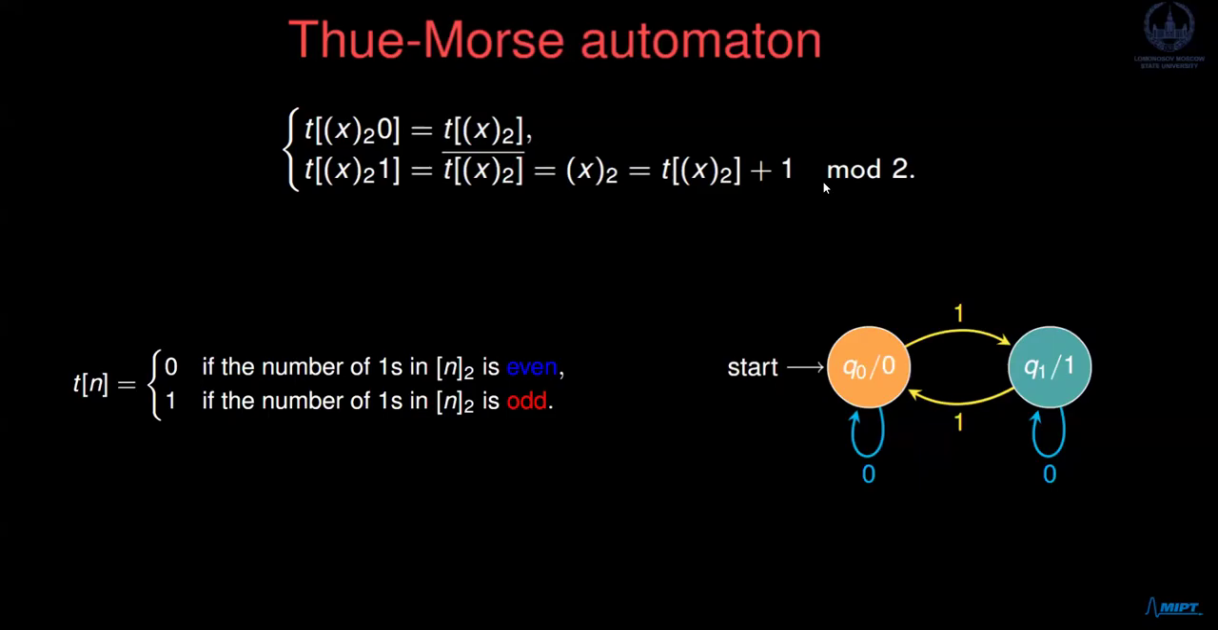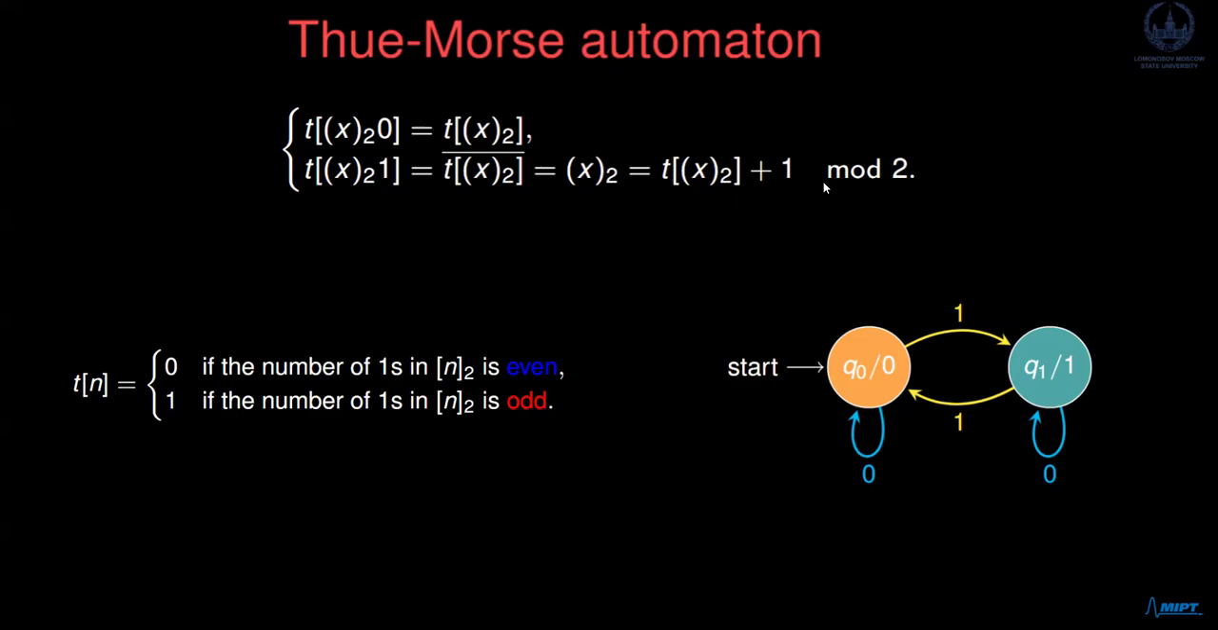If the current state is Q0, reading a 0 keeps it in Q0, and reading a 1 moves it to Q1. Similarly, if the current state is Q1, reading a 0 moves back to Q0, and reading a 1 keeps it in Q1. This automaton efficiently tracks the parity of the number of ones in the binary representation of the index, thus generating the Thue-Morse sequence efficiently.